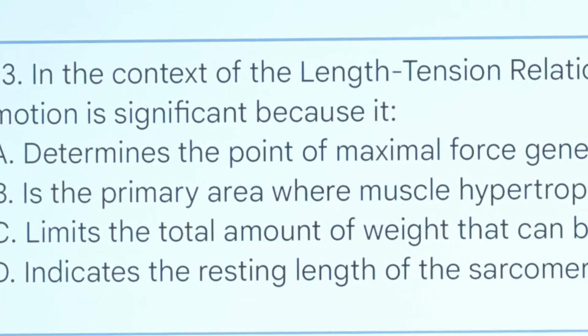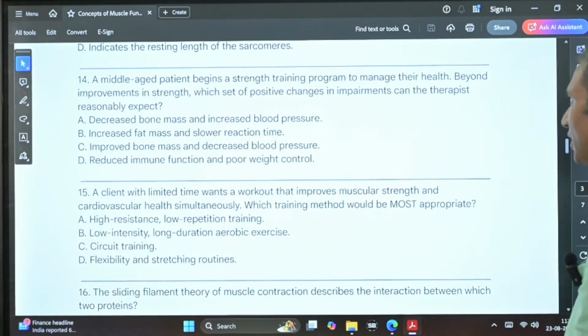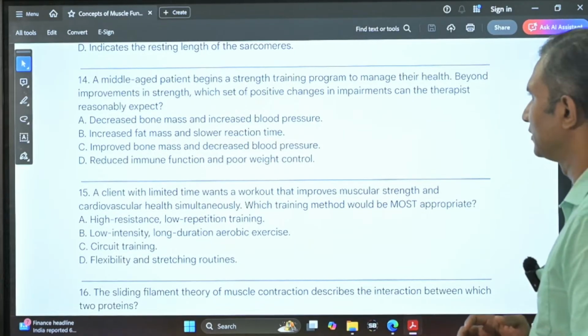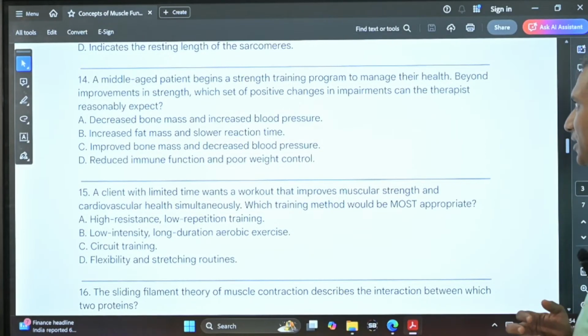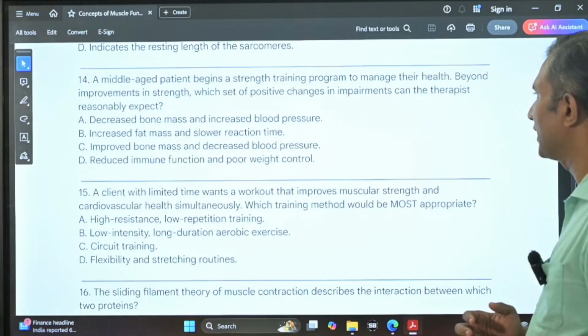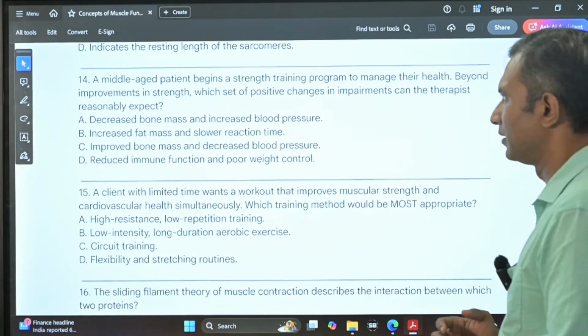Okay, going towards question number 14. A middle-aged patient begins a strength training program to manage their health. Beyond improvements in strength, which set of positive changes in impairments can the therapist reasonably expect?